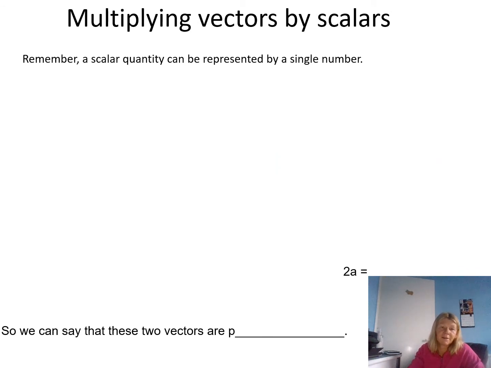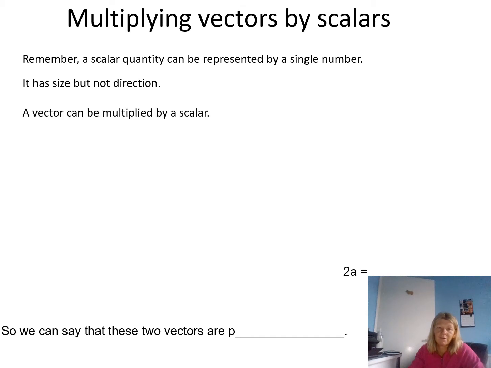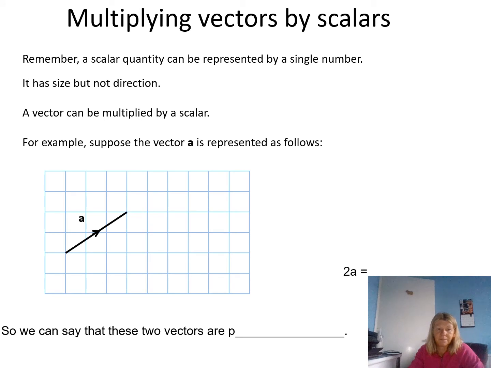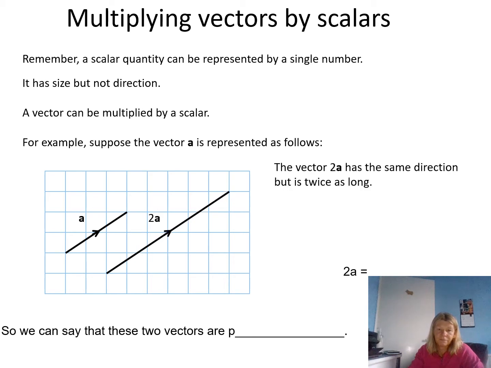Multiplying vectors by scalars. Remember, a scalar quantity can be represented by a single number. It has size but no direction. A vector can be multiplied by a scalar. For example, suppose a vector A is represented as follows. The vector 2A has the same direction but is twice as long.